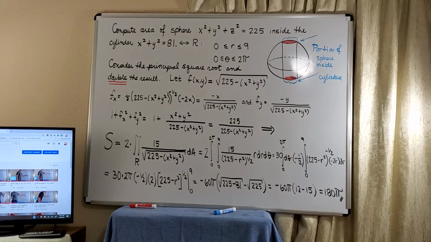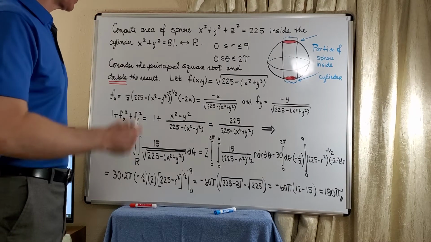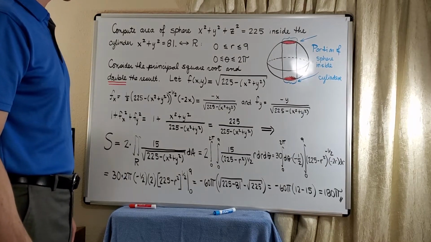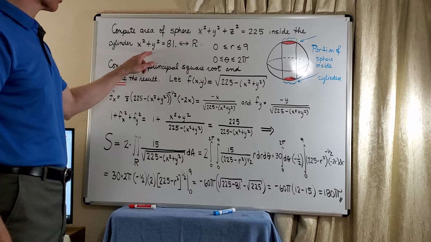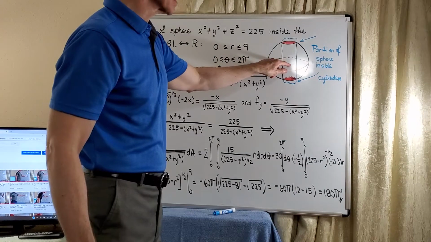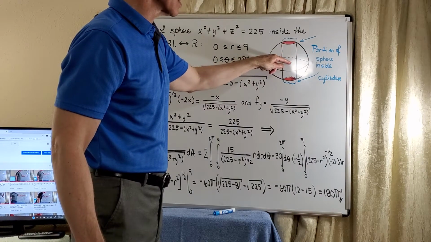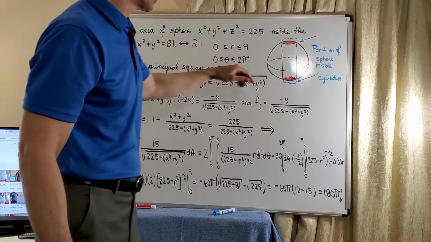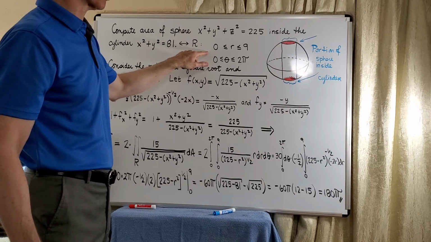Let's look at another area calculation. What we want to do is compute the area of the sphere x squared plus y squared plus z squared equal 225 that's inside the cylinder x squared plus y squared equal 81. Now, when you think about this, we have the cylinder here and the sphere here. And the cylinder actually gives us the representation for r. It's just the disk here of radius 9, which I've written in polar coordinates.